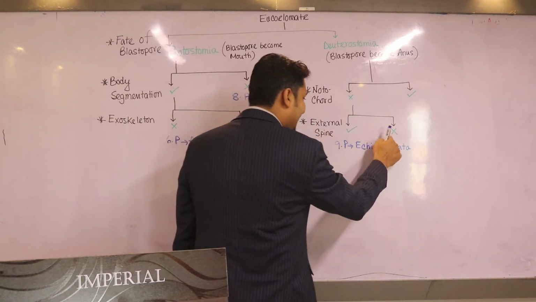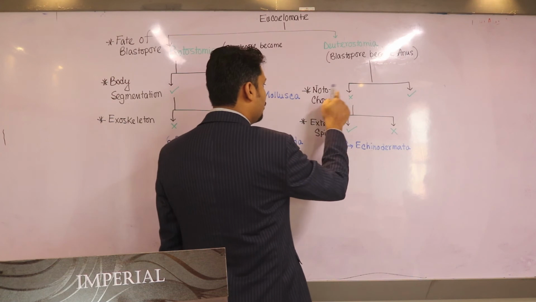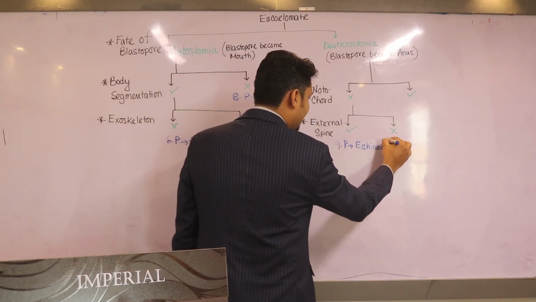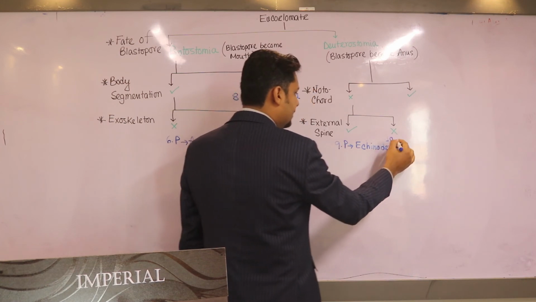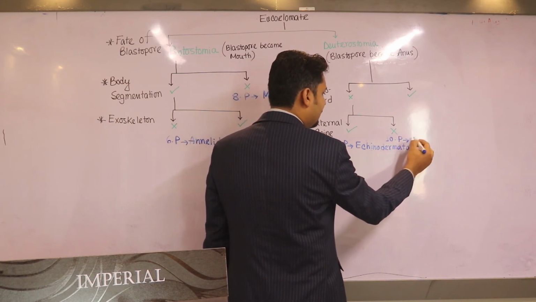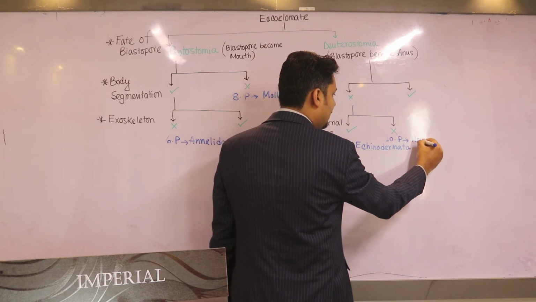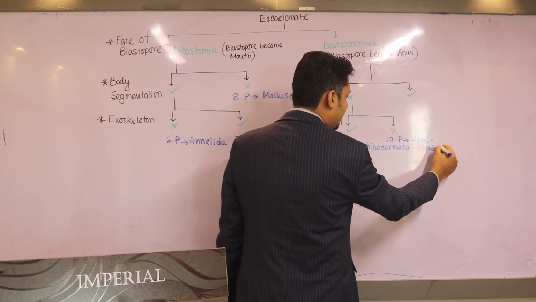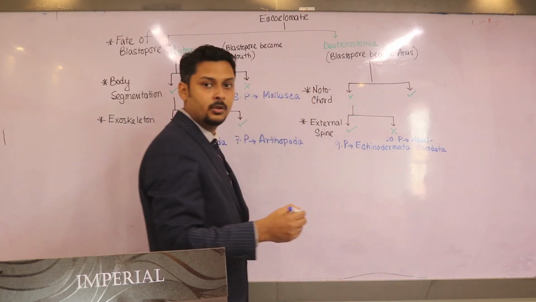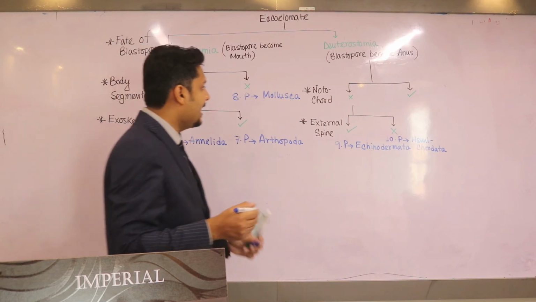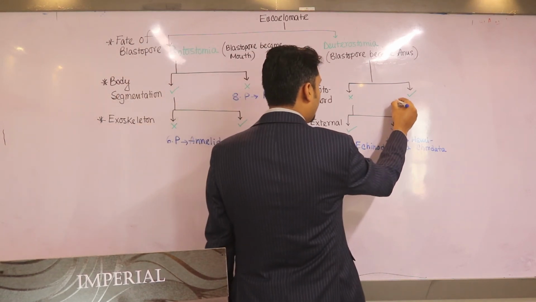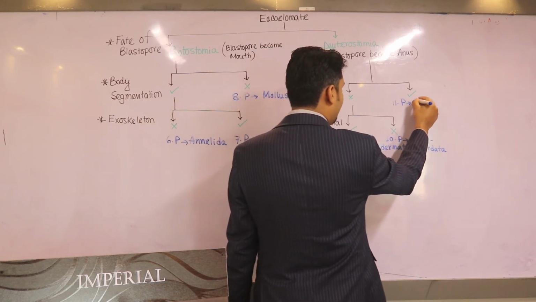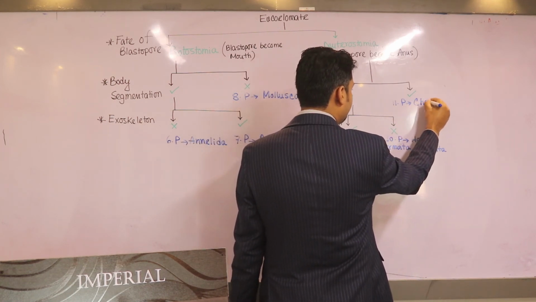Those that lack the external spine and also the notochord belong to the Deuterostomia. They are the 10th phylum. Remember this. They are called Hemichordata. And those that have notochord are called the 11th phylum, that is Chordata.